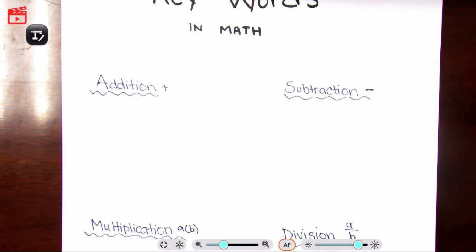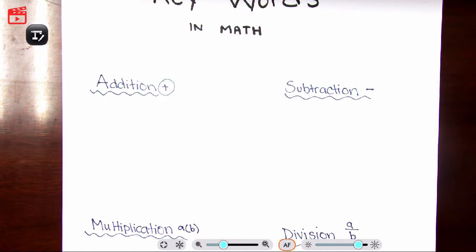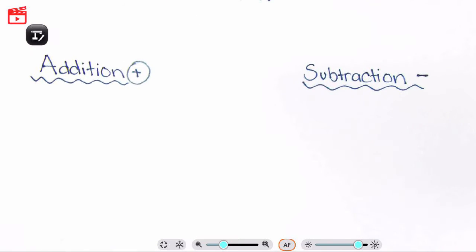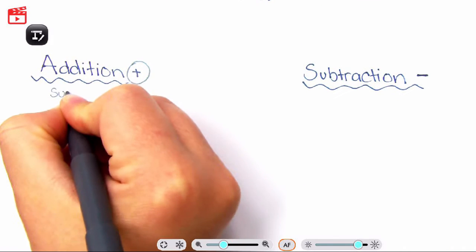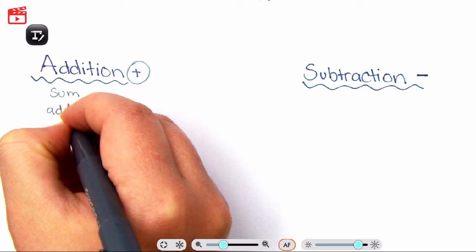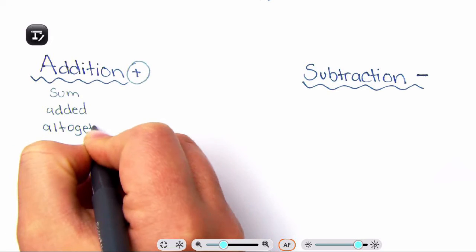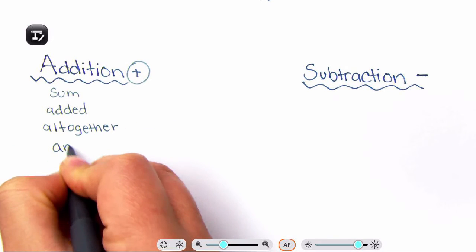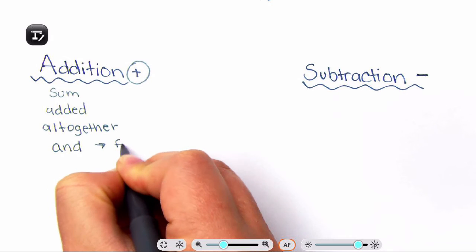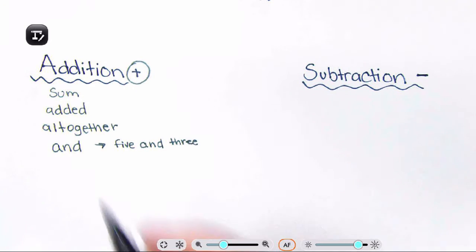All right, so let's start with our addition. Now for addition, you're going to use this symbol right here. You're going to use a plus. So when it says things like the sum, it's telling you that something is added all together. And if you see "and," for example, 5 and 3, that means you are adding those together, 5 and 3. If you see plus, you're using addition.